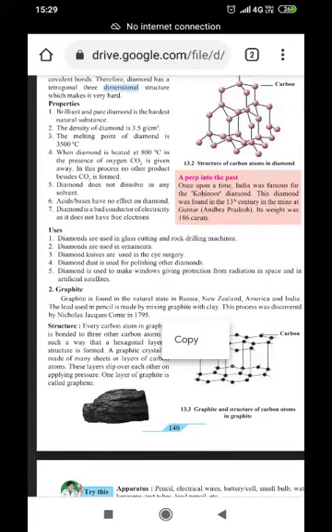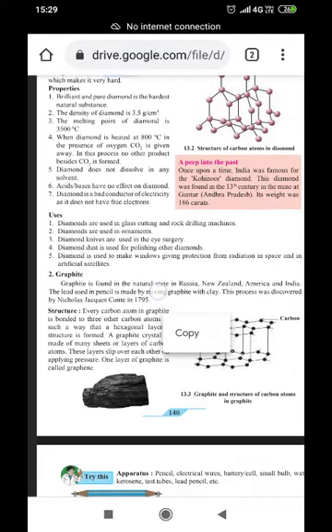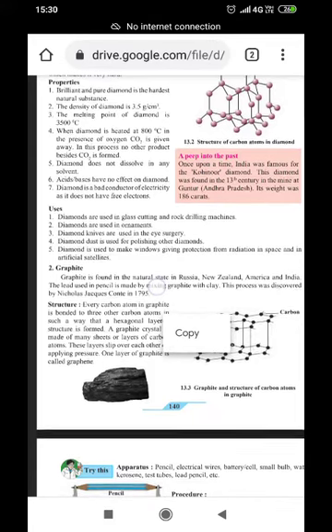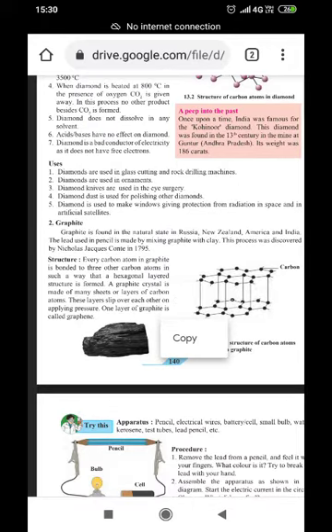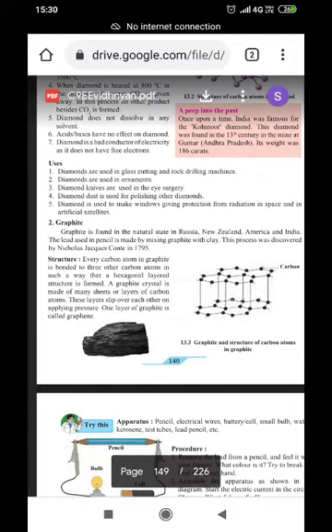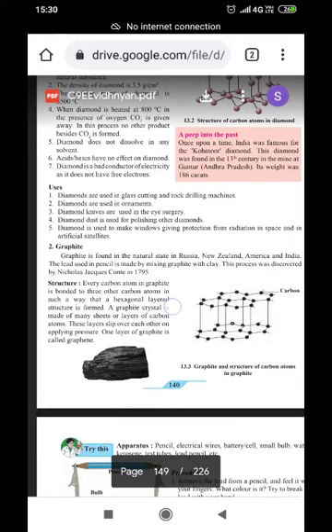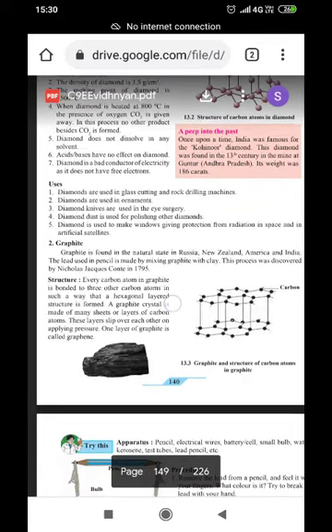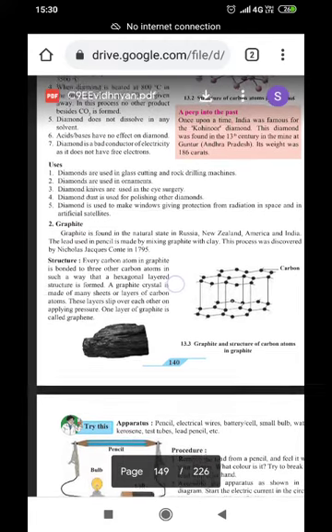Properties: brilliant and pure diamond is the hardest natural substance. The density of diamond is 3.5 grams per cubic centimeter. The melting point of diamond is 3500 degrees Celsius. When diamond is heated at 800 degrees Celsius in the presence of oxygen, it forms carbon dioxide. In this process, no other product besides carbon dioxide is formed.